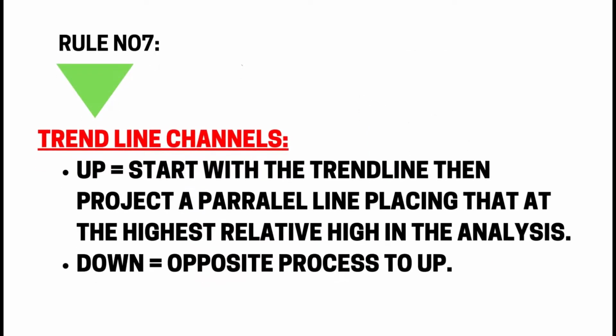Now, a slight derivative of the trend line is the trend line channel. Just imagine them as two parallel lines, either up or down. They have some basic rules. You start for the up trend line channels as normal, draw your trend line, and then you project a parallel line above that, and that is relative to the high in your analysis, and it's exactly the opposite to the downside. Again, we'll look at some examples in a minute, but I've just drawn some rough ones so you can get an idea visually.